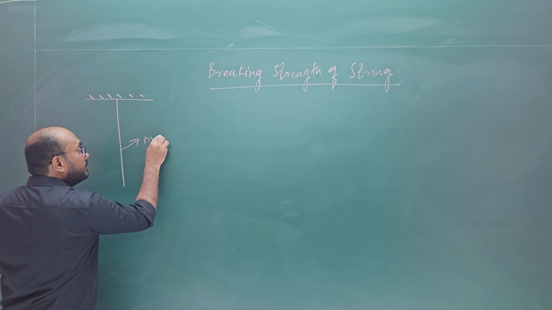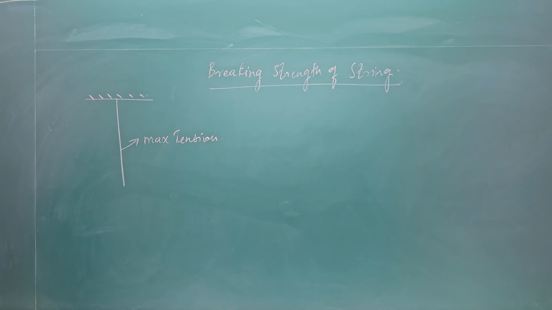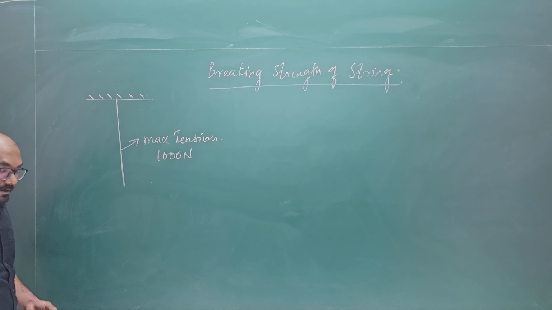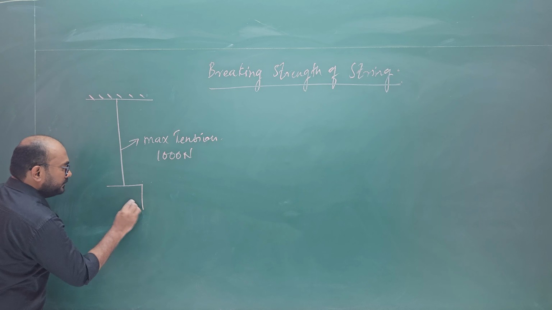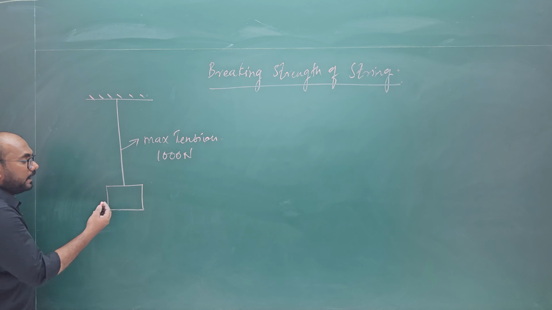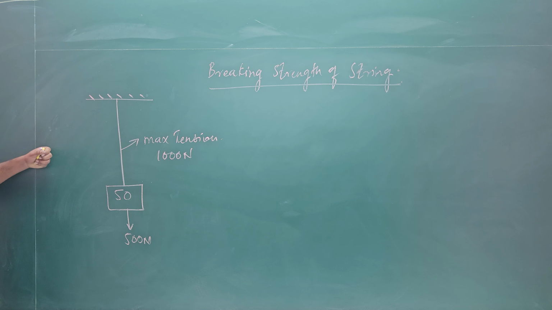Let's say the maximum tension is 1000 Newton. If I connect a block whose mass is 50 kg, what will be the force because of mg? Can I say 500 Newton? Will this string get broken? No. Why? Because it can hold a maximum tension up to 1000 Newton.